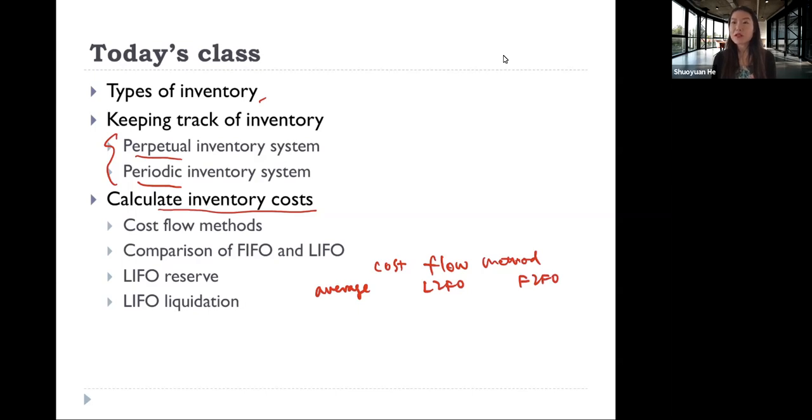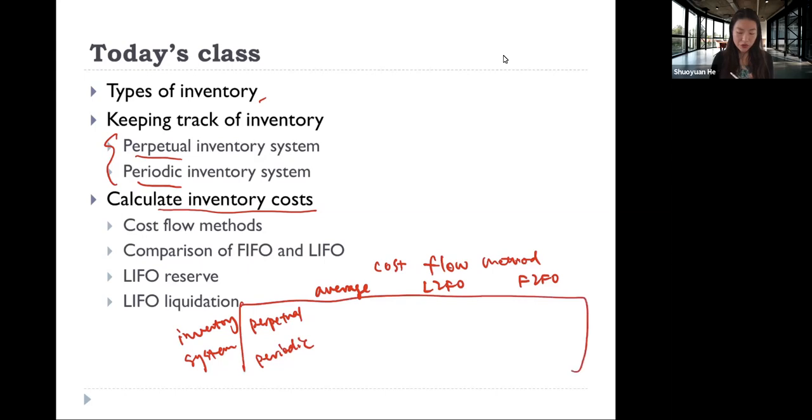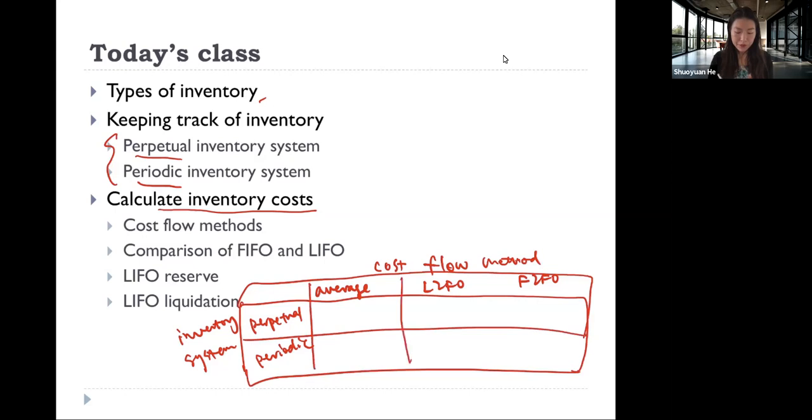So depending on the cost flow method the firm used, also depending on the inventory system the firm uses. The inventory system, as we just mentioned, it can be perpetual and periodic. So depending on these two, we actually have a 2x3 combination. So those are 6 situations. Under each of these 6 different situations, the cost of goods sold and cost of ending inventory.